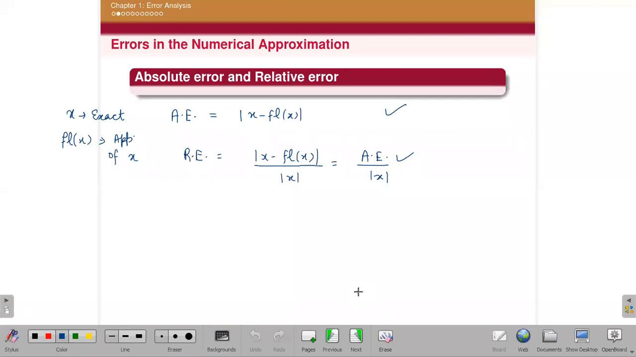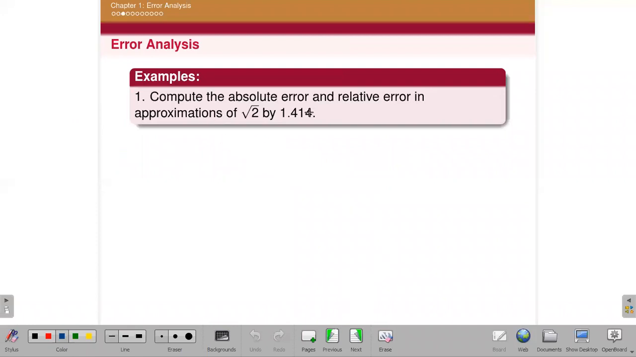Okay. So compute the absolute and relative error in the approximation of √2 by 1.41. Now you have to find out the absolute error and relative error of √2. √2 is an exact number. So I take x as √2, that is the exact number. Now FL of x, it is given that its approximation is 1.41. So it means absolute error is x minus FL of x. But how to find the √2 value? That is the exact value.